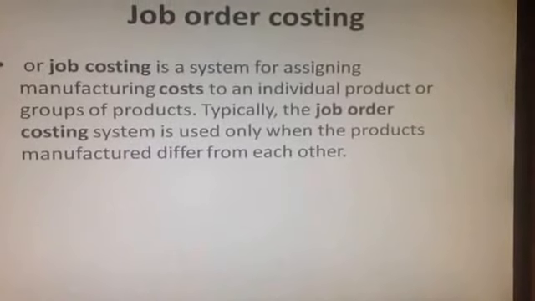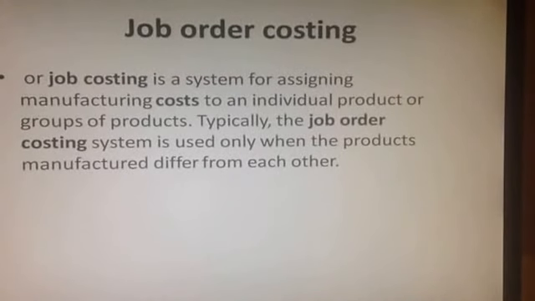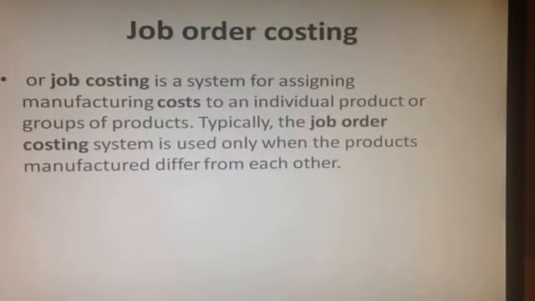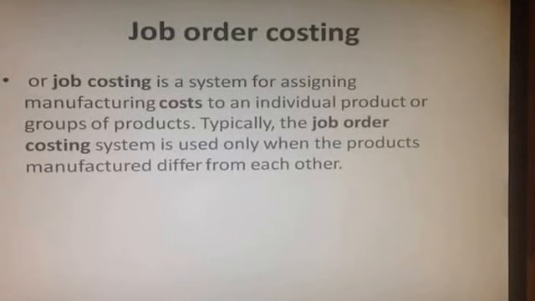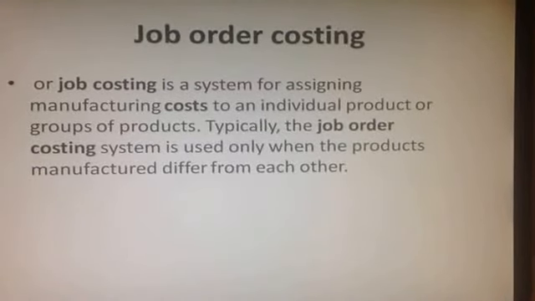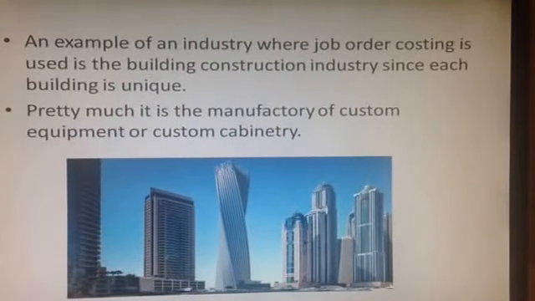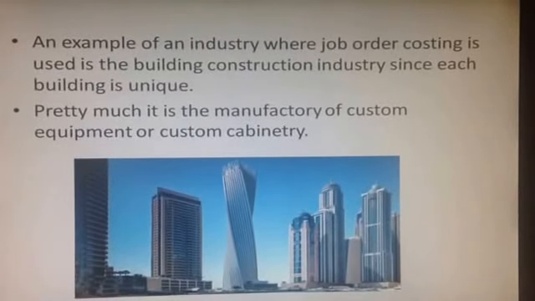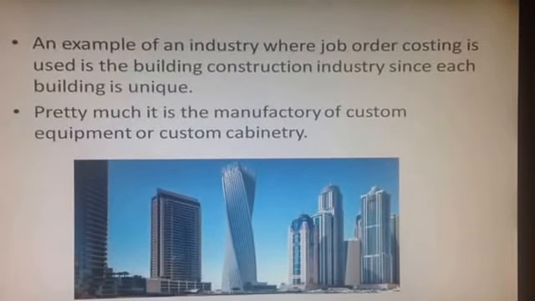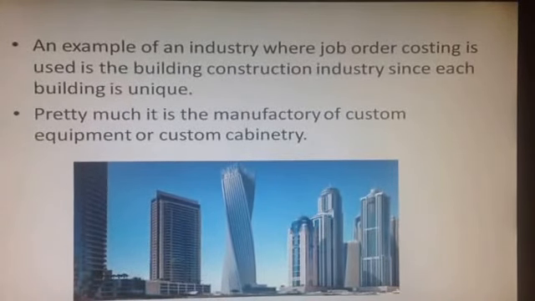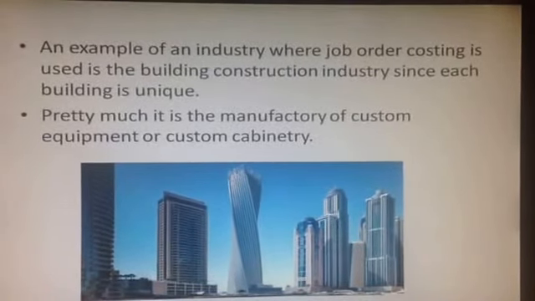First is job order costing. Job order costing is a system for assigning manufacturing costs to an individual product or batches of products. Generally, the job order costing system is used only when the products manufactured are sufficiently different from each other. An example of an industry where job order costing is used is the building construction industry, since each building is unique. The manufacturers of custom equipment or custom cabinetry are also examples of companies that will keep track of production costs by item or job.